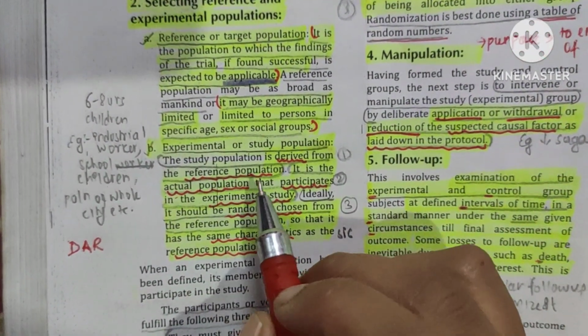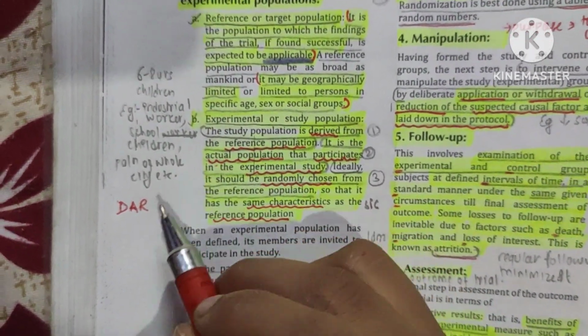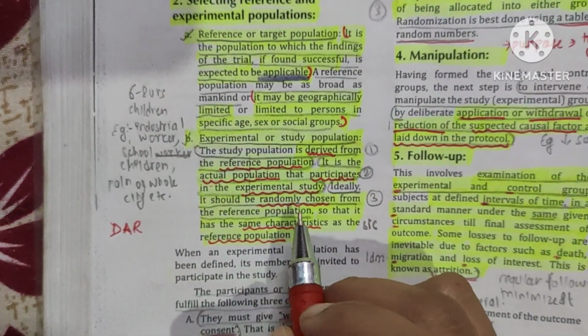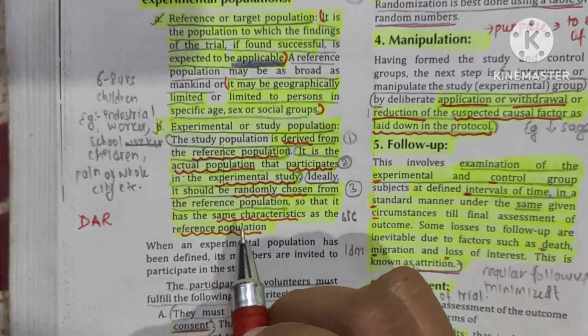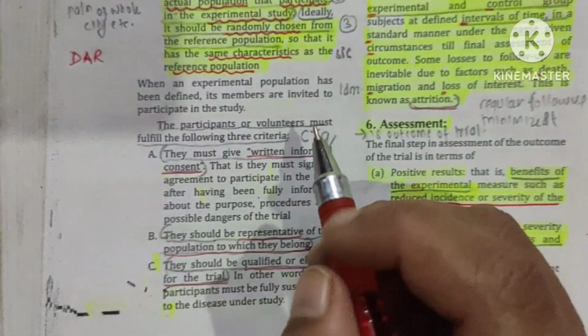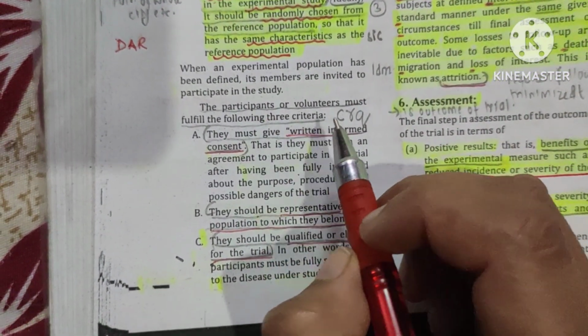Now, next is the experimental population. It is derived from the reference population. It is the actual population that participates in the experimental study. R for randomly chosen from the reference population so that they have the same characteristics as the reference population. Now there are some of the criteria that need to be fulfilled to participate or volunteer.